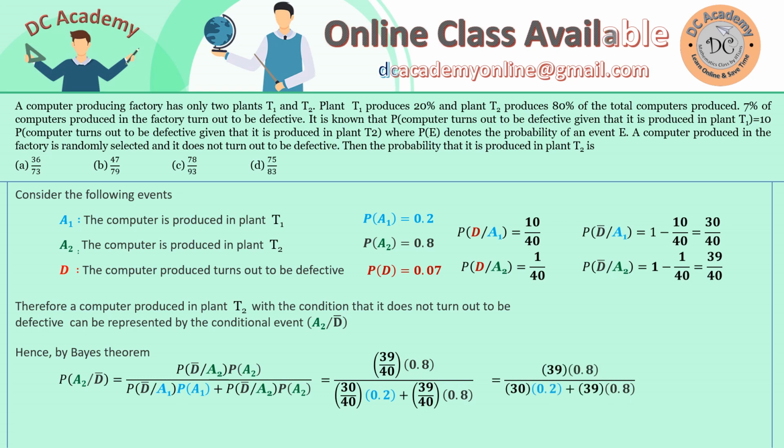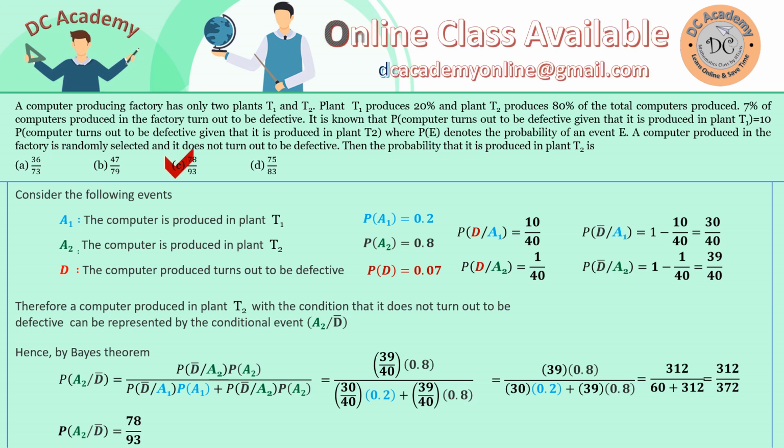If I do the basic arithmetic calculation, we can simplify it step by step and get 312 divided by 372. Here 4 is the common factor. Therefore A2 under the condition of D bar is 78 by 93. That's the required probability. So for this problem, option C is the right option. Hope you understood it. It's a direct application of the total probability theorem and the Bayes theorem. That's it.